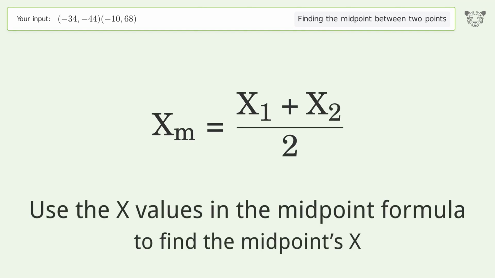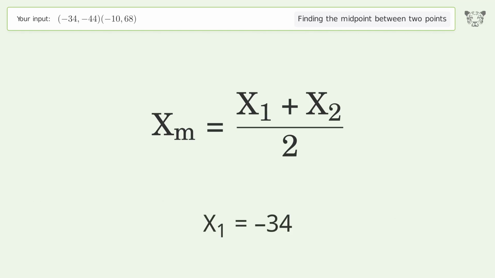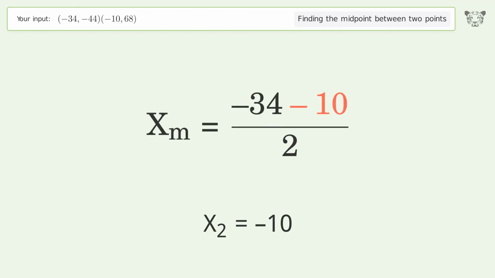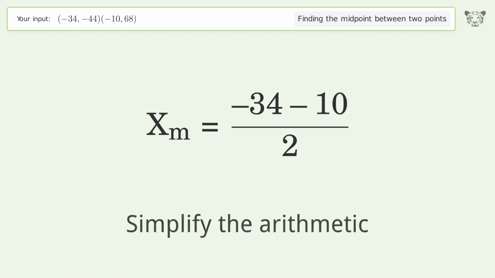Use the x values in the midpoint formula to find the midpoint's x. x1 equals negative 34. x2 equals negative 10. Simplify the arithmetic.